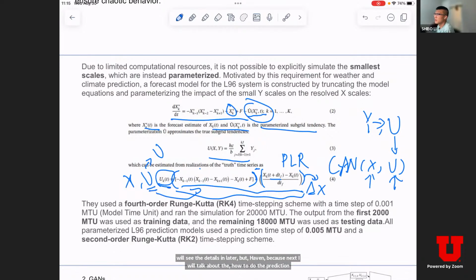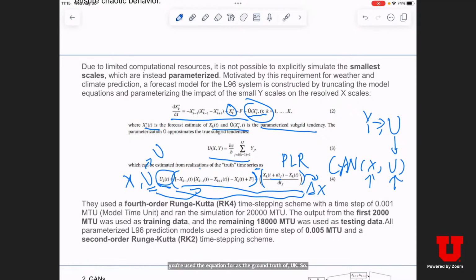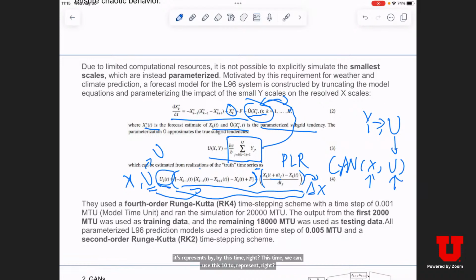So what is equation 3 used for? Equation 3, because you already used equation 4 as the ground truth of u. So what is equation 3 used for? Equation 3 just tells us u x and y, which represents the small scale. Originally it is represented by this term, right? In the original Lorenz 96 system, but he wants to do the estimation with this equation.